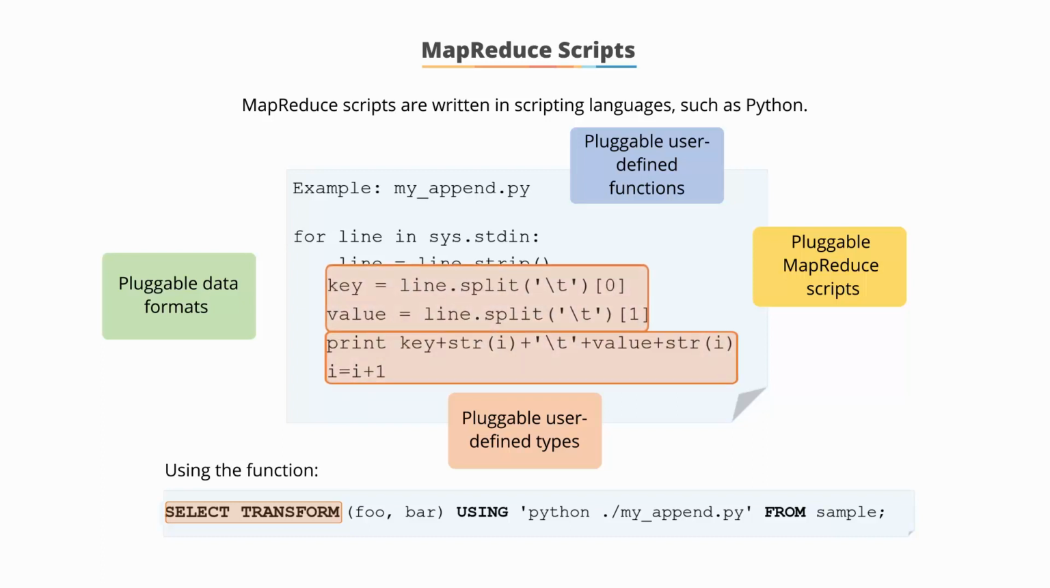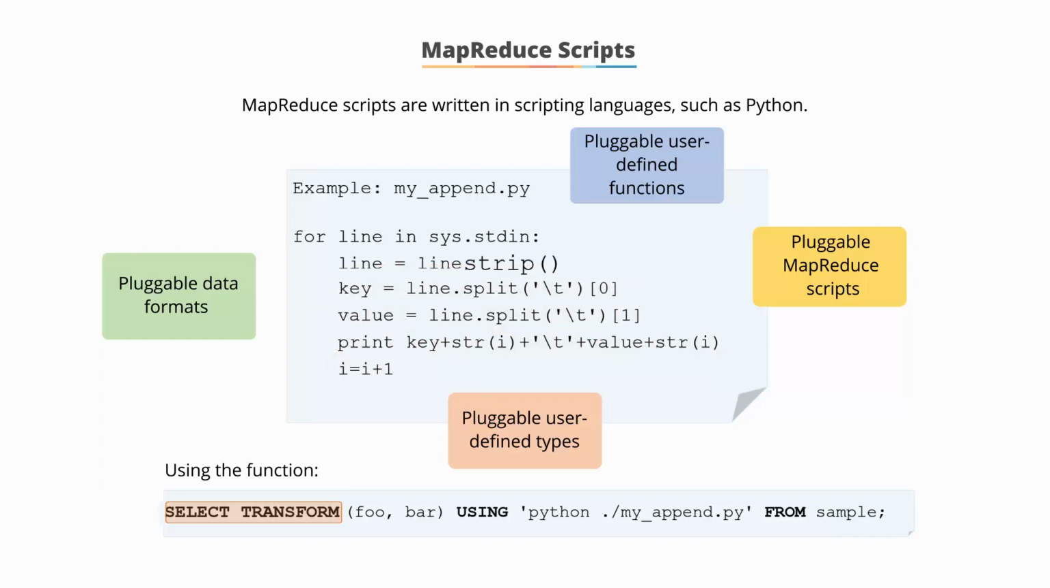Look at the script shown on the screen. Here, the key value pairs will be transformed to string and then delimited by tab before feeding to the user script by default. The method strip returns a copy of all the words in which white space characters have been stripped from the beginning and the end of the word. The method split returns a list of all the words using tab as the separator.